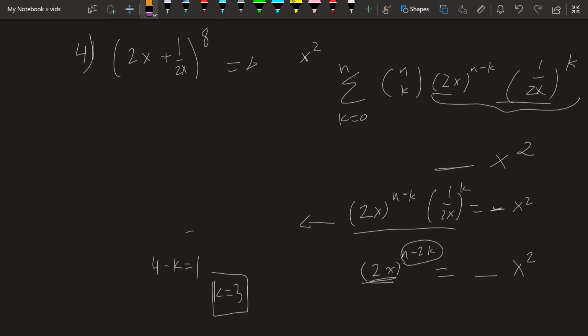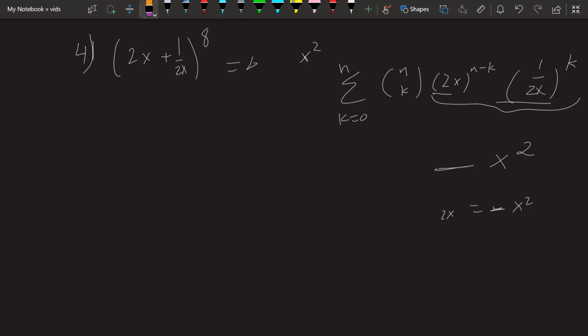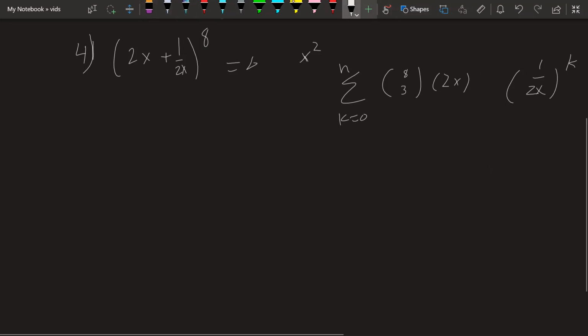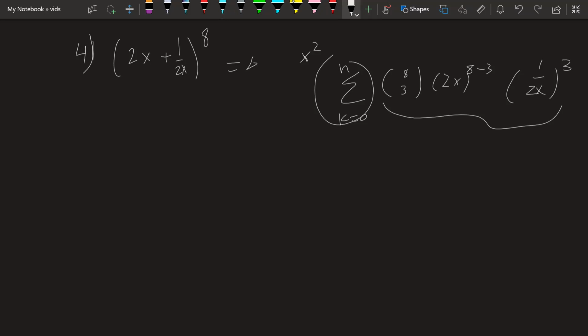So all we're going to do is use the binomial coefficient and simplify. So k is equal to 3. So yeah, here we go. We can substitute n and k. n is 8, k is 3. And of course we're going to ignore the sigma because we only want one term, right? So let's simplify this. 8 combination 3 on the calculator is equal to 56.